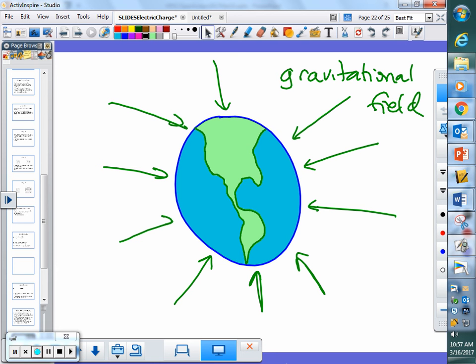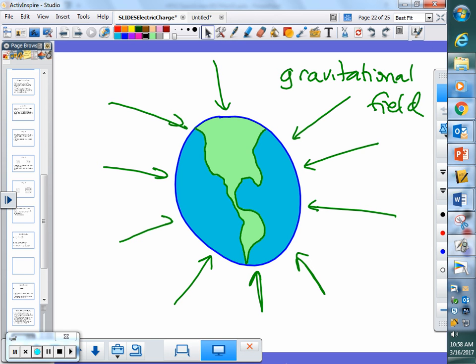So, this picture represents the gravitational field that surrounds the Earth. What does Earth's gravity do to stuff? It pulls it in, right? What do all the arrows that surround the Earth point? They all point inward, because that's what gravity does to things. We refer to those lines as the field lines that explain what gravity does to things.